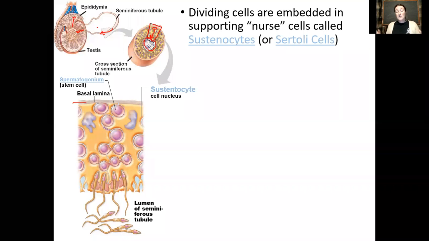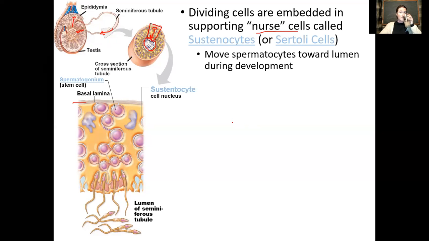The dividing cells, right? So the primary and secondary spermatocytes, the early and late spermatids, all of these are embedded within these yellowish cells that we see in this diagram. Those cells are called sustentocytes or Sertoli cells. Also, they're sometimes called nurse cells, right? Why name something once if we can't name them 2 or 3 times?